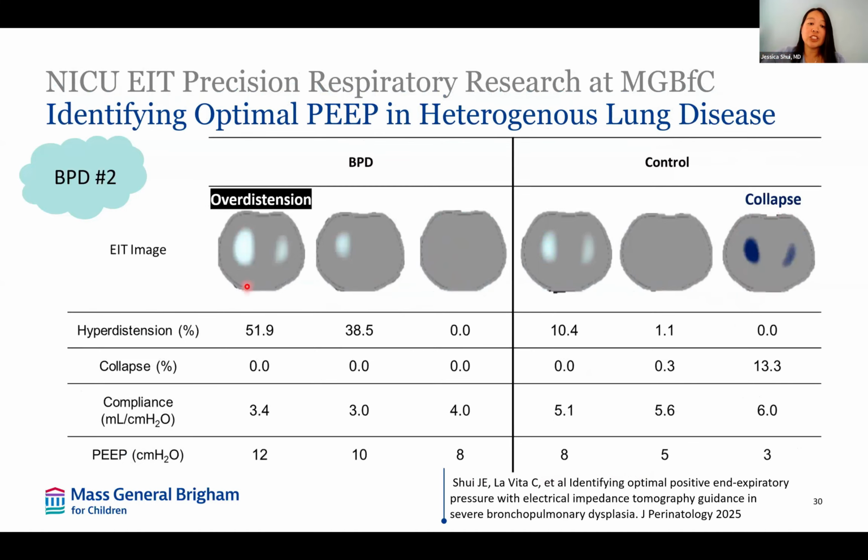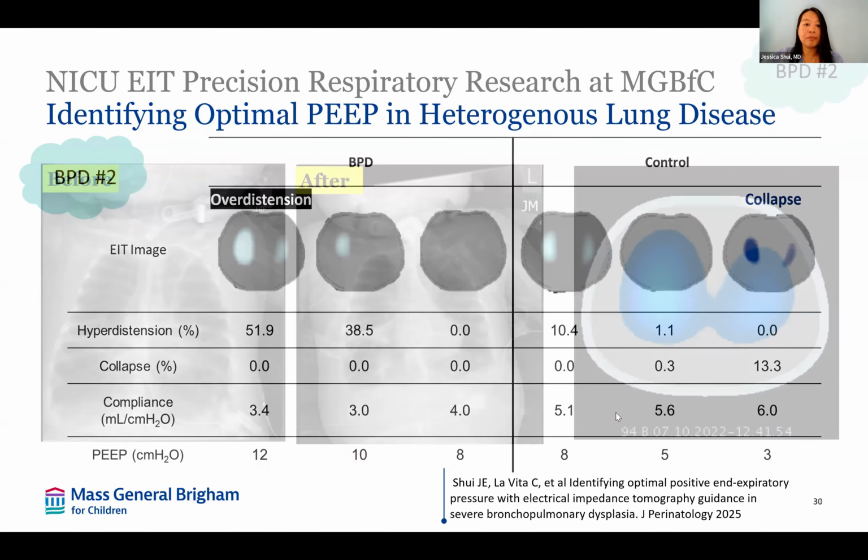In that same patient, we also showed that when going from PEEP of 12 to 10 to 8, we resolved the overdistension without inducing atelectasis, like you see here, and the compliance improved compared to that control, like you saw in the previous slide, where there was collapse induced by dropping the PEEP down to 3.